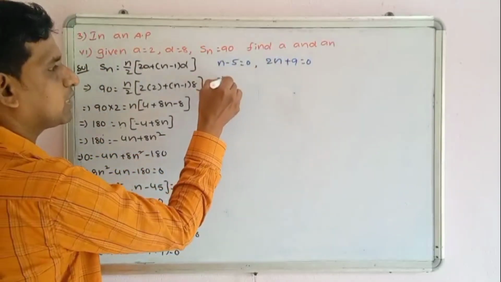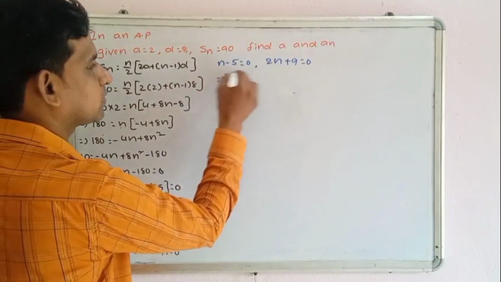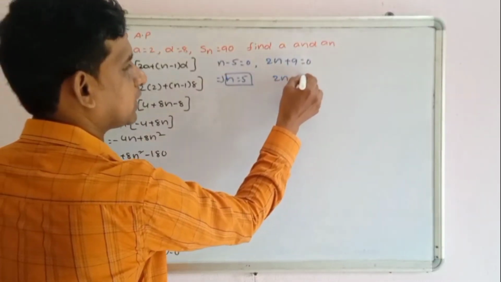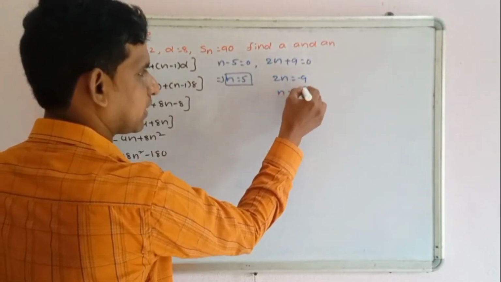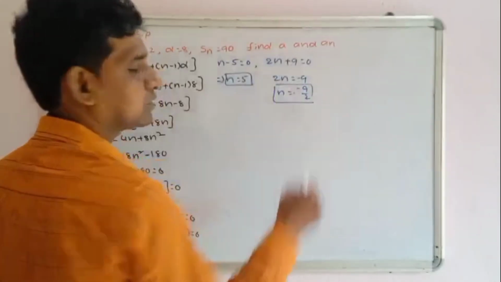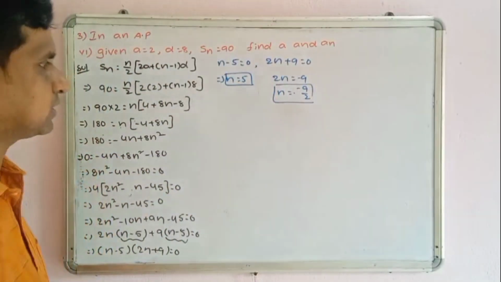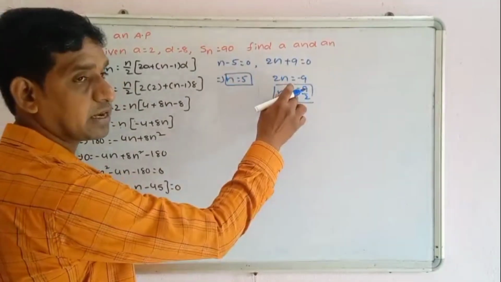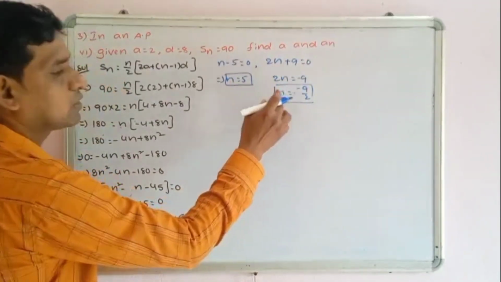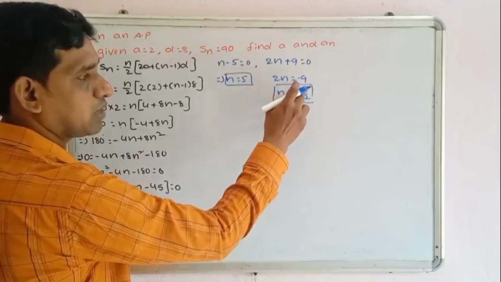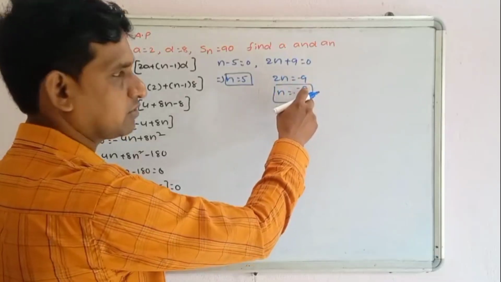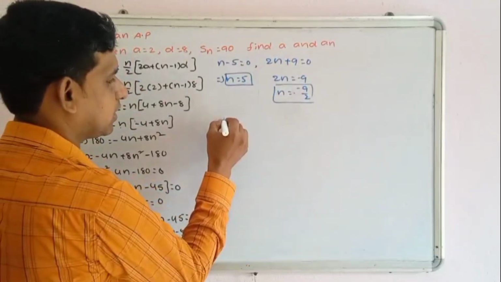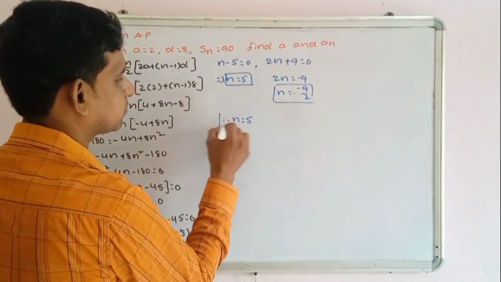n minus 5 equals to 0 means n equals to 5. So here 2n equals to negative 9, so n equals to negative 9 by 2. Okay, since here n is positive, here n is not positive. So negative numbers are not possible. One more, this is a fraction. Fraction is also not possible. Therefore, n equals to 5.